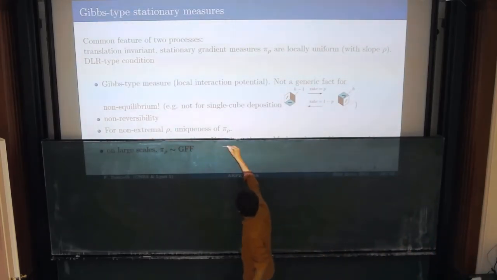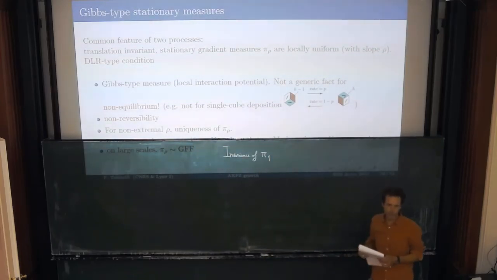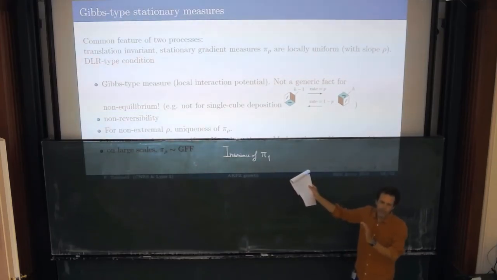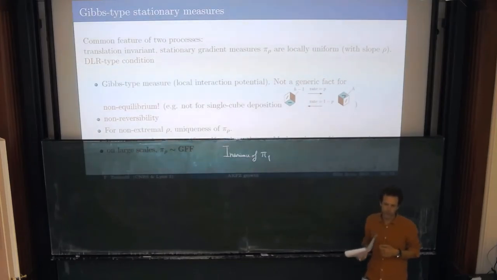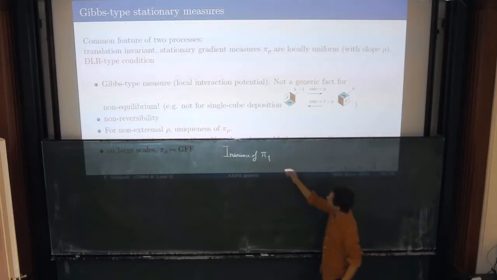So, invariance of P rho. As I said, if you really want to prove that these stationary measures are invariant, there are technical problems because the dynamics is not obviously well defined for every initial condition. You might have very long jumps and stuff like this. But I will actually only show how it works on the torus. On the torus, there is no problem. You're in a finite state space. There is no issue of the existence of the dynamics on the torus.